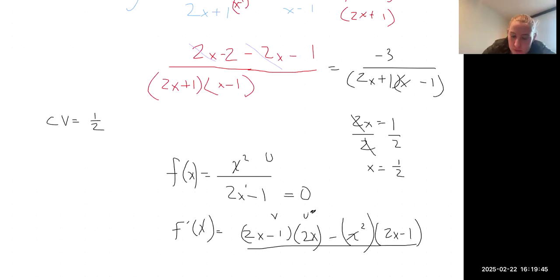Wait, derivative of the bottom. The derivative is 2. Sorry about that. You're right. Good catch. And then that is divided by the bottom squared, 2x minus 1 squared.